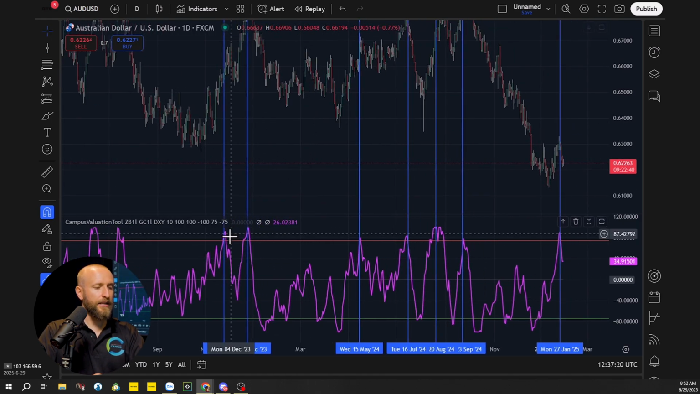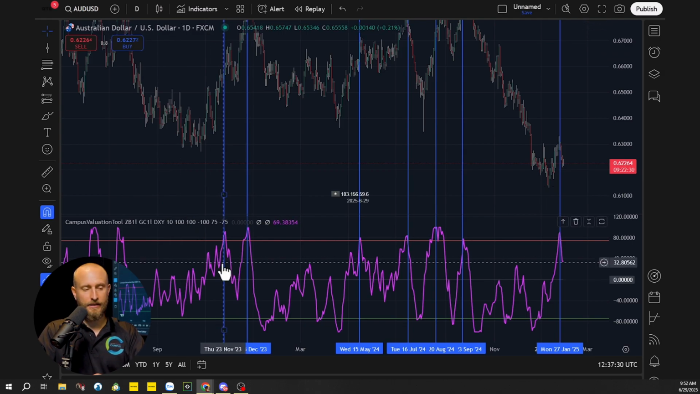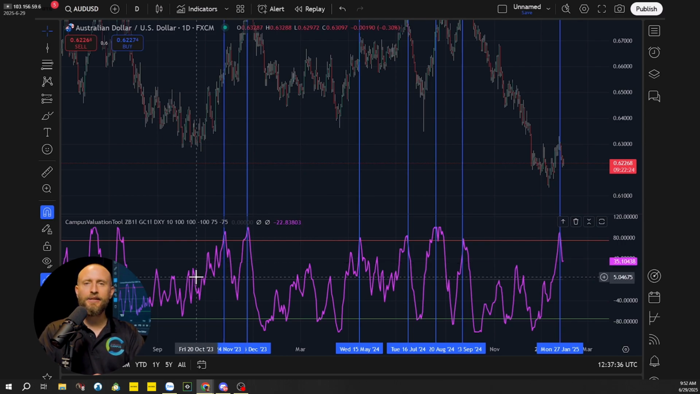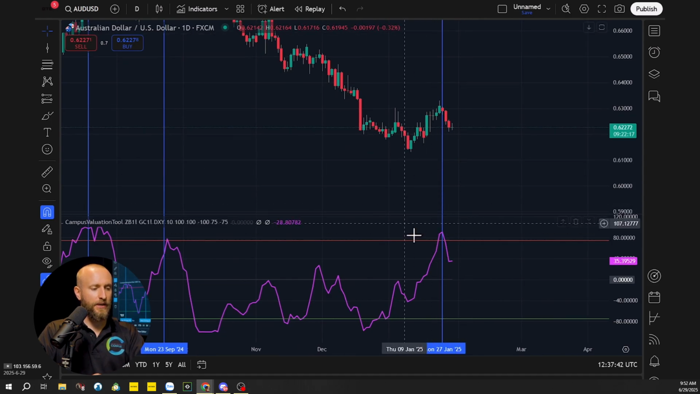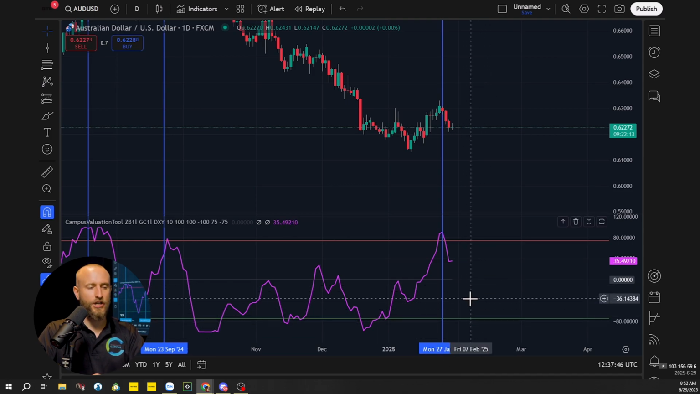So you've seen these are recent examples where valuation went above the red line, indicating that the Australian dollar relative to the price of the dollar itself or the dollar index itself was overvalued. So we would then expect a price correction. And let's see if that's true or not. So I'm going to make the chart a little bit bigger and easier to read. Let's start with our last example, which was actually just a couple of days ago on the 27th of Jan.